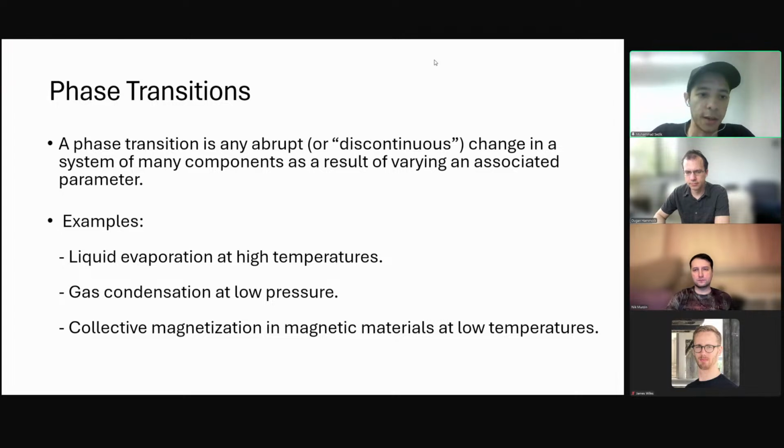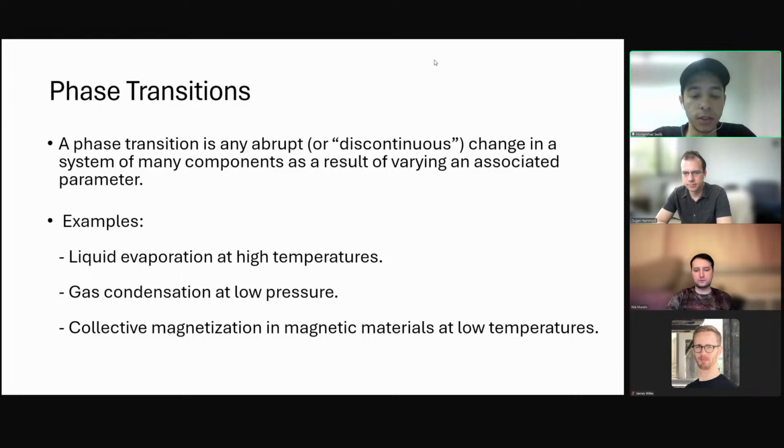So the famous example for this is liquid evaporation at high temperature. If you have a liquid and you change the temperature, keeping the pressure fixed, the liquid turns into gas. So this is the liquid-gas phase transition. The gas condenses the other way around. If you lower the temperature for a gas, it will turn into a liquid.